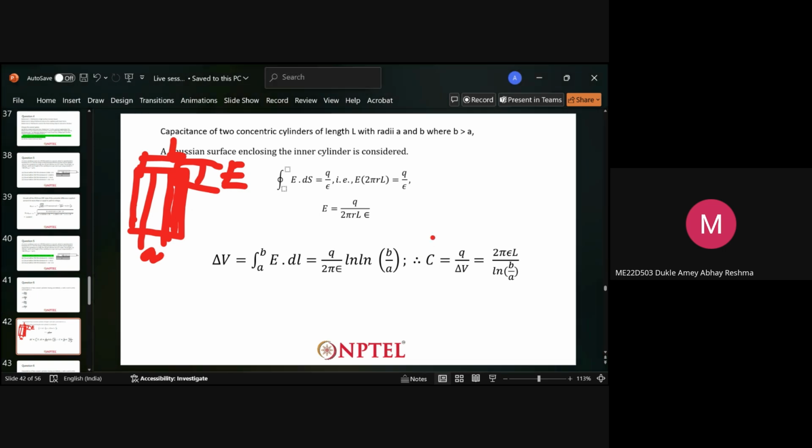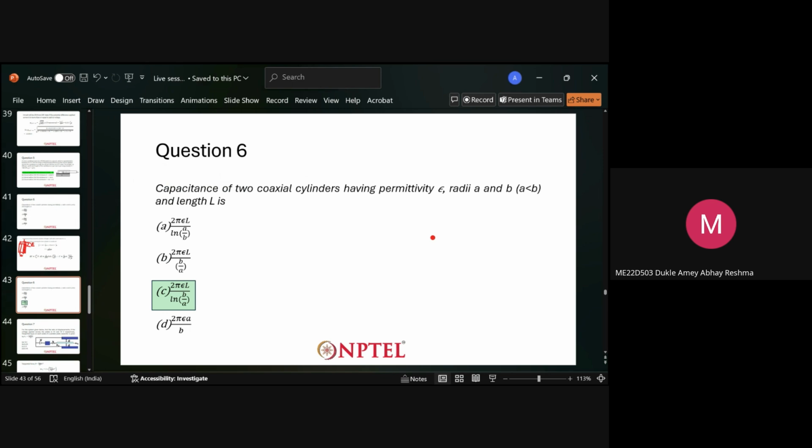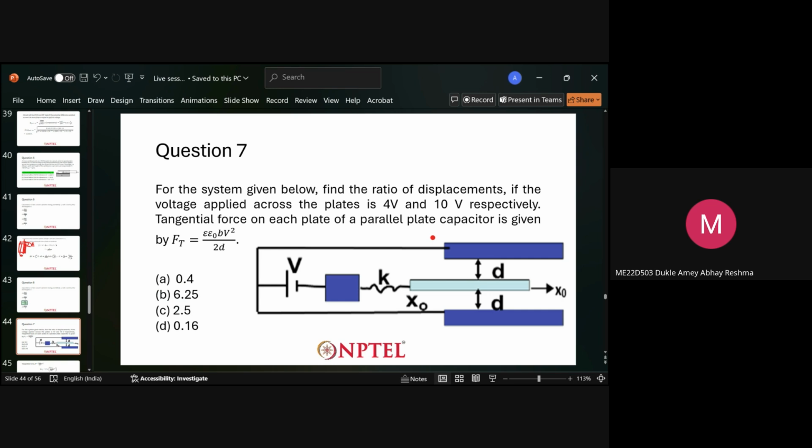Okay, does anyone have any questions? We move to the next question. The capacitance answer is C, 2 pi epsilon naught L upon ln B by A. So, the next question, question 7.